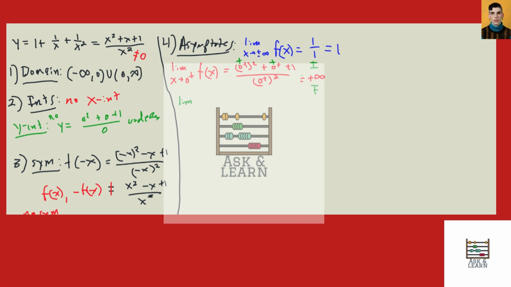Now we can look at the limit as x approaches 0 from the left of f of x. And so 0 from the left squared plus 0 from the left plus 1 over 0 from the left squared. All right. So just like before, we can go ahead and look at what happens here. So 0 from the left will be a slightly small negative number. Squaring that would make it positive. 0 from the left is going to be negative, and 1 is going to be positive.